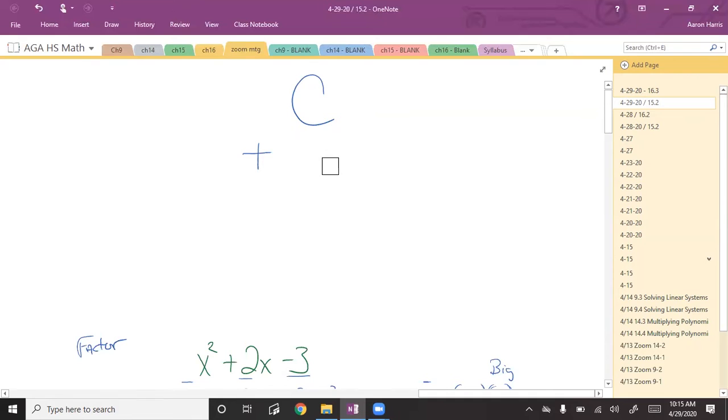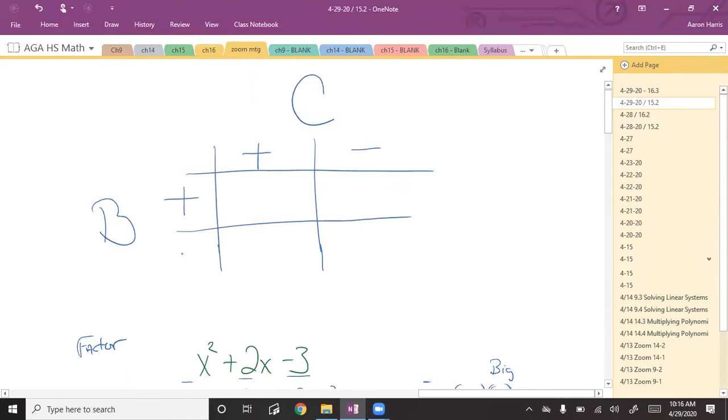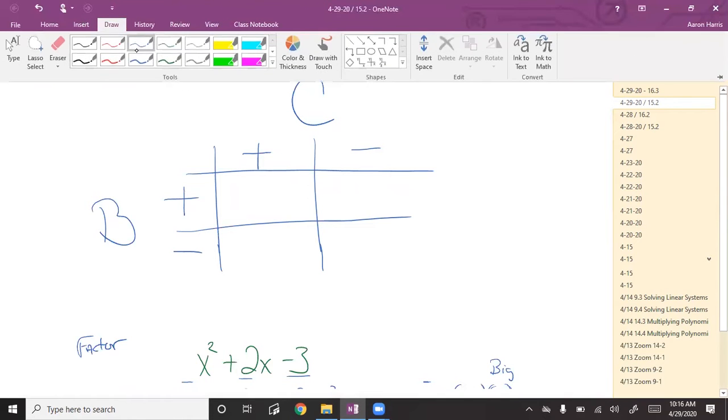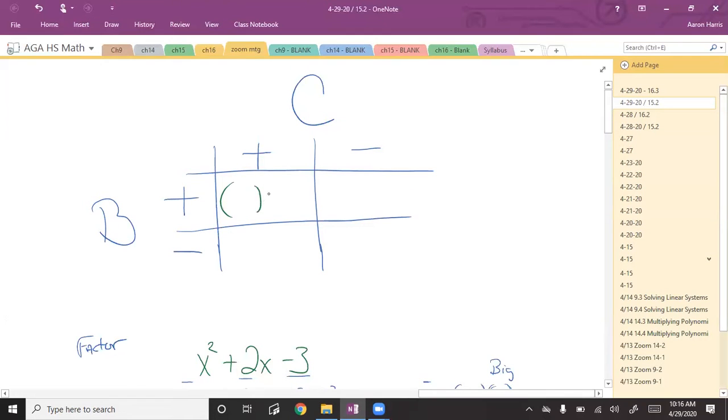Erase. There we go. B can also be what? Positive or negative. We know our answers are always going to be binomials times together, the product of 2 binomials. Now, if C is positive, in order to multiply and get a positive number, it has to be positive, positive, or it could be negative, negative. And notice that if I add a positive and positive, I'll get a positive B. If I add a negative, negative, I'll get a negative B.